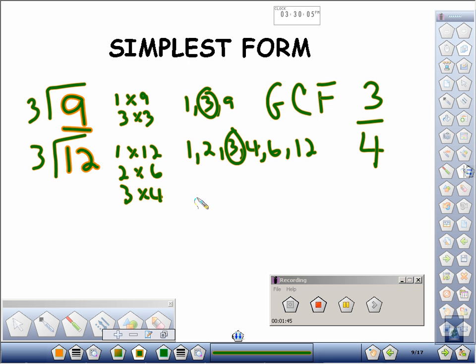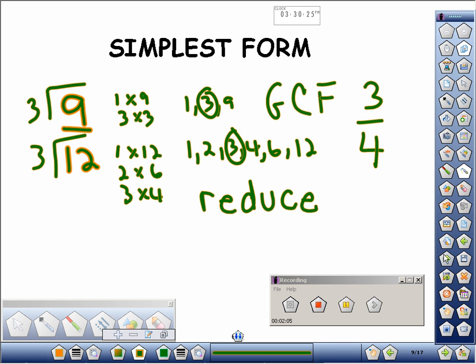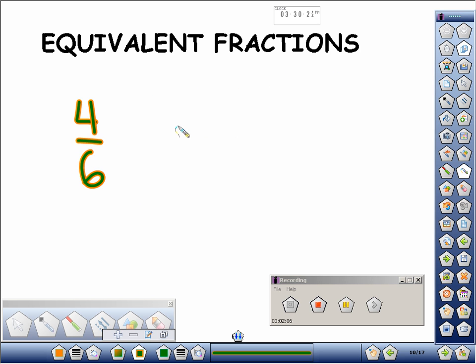Another way they'll see it is they'll get a fraction like 9/12 and they'll say reduce. Reduce and simplify, or simplest form, mean the same thing. They're synonyms, so they mean the same thing. Okay? The second thing we're talking about is how you make an equivalent fraction.